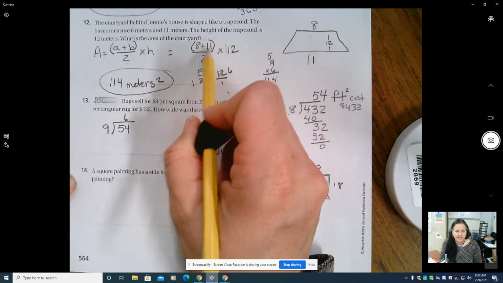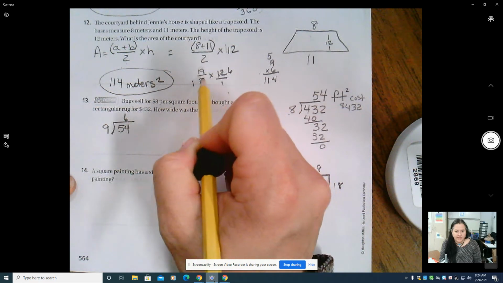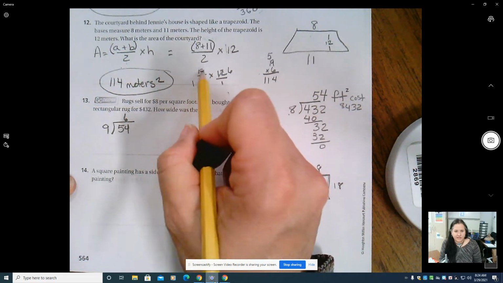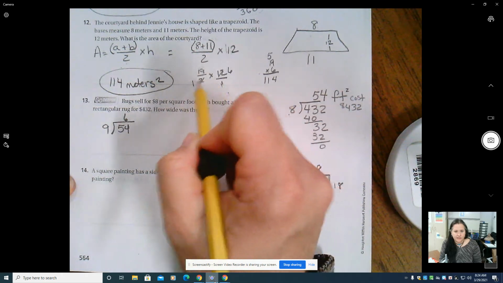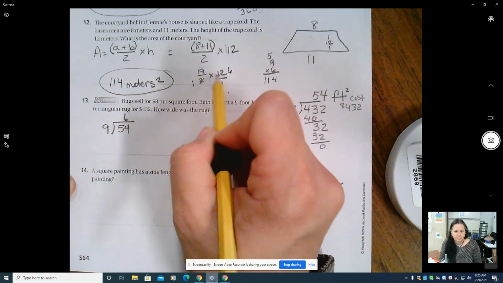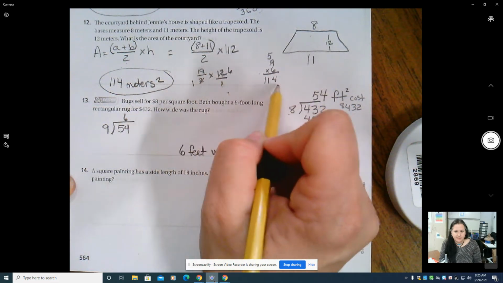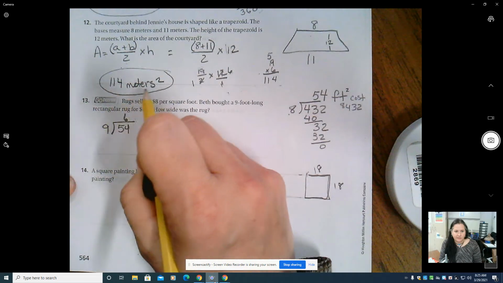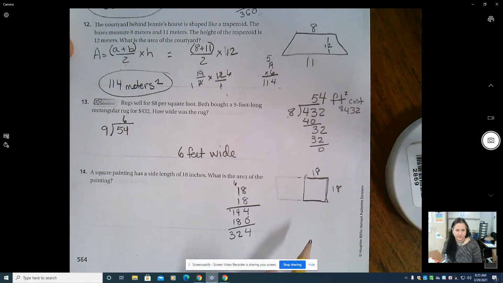So we go ahead and add that and get 19 divided by 2 times 12, and I just kept that as an improper fraction, 19 over 2 times 12, and I put the 12 over 1 to simplify my 2 and my 12 to get 1 and 6. 19 times 6 is 114. 114 meters squared is going to be the area of that trapezoid or the courtyard.